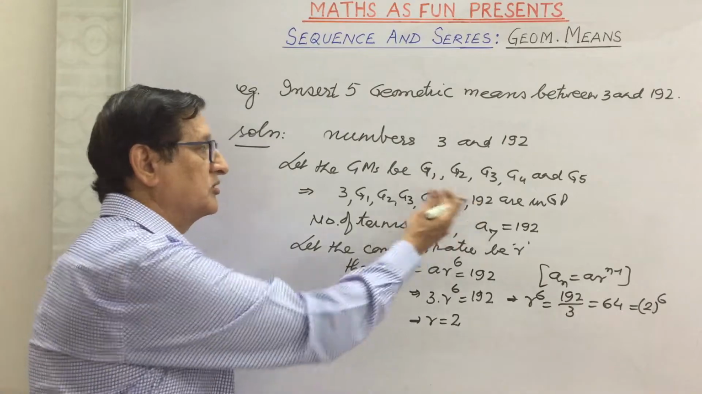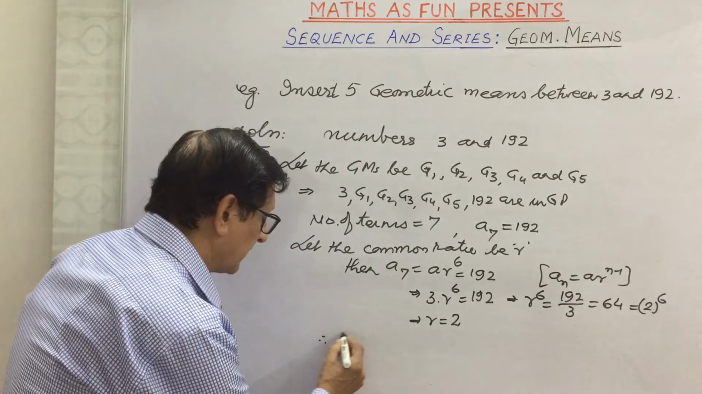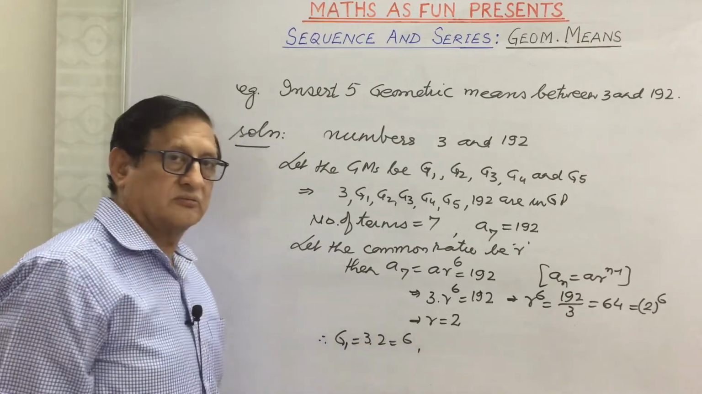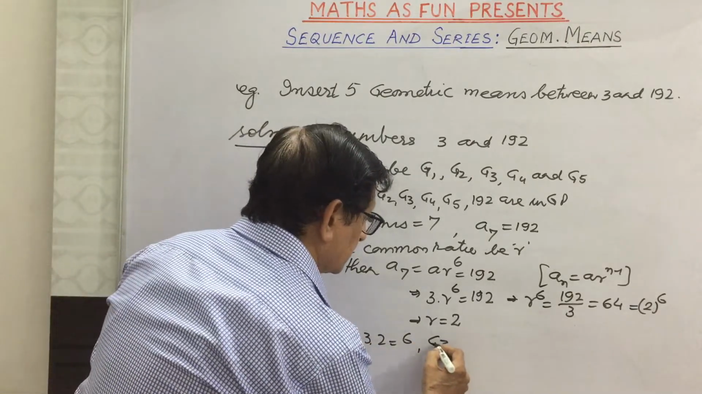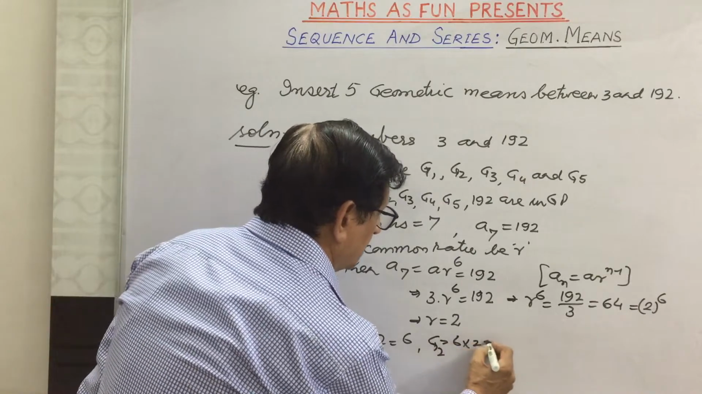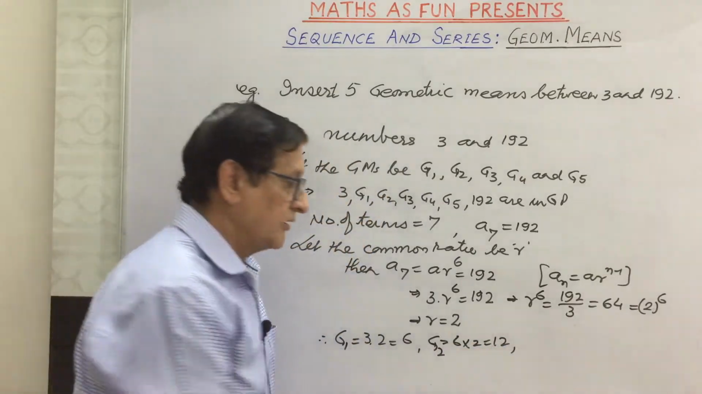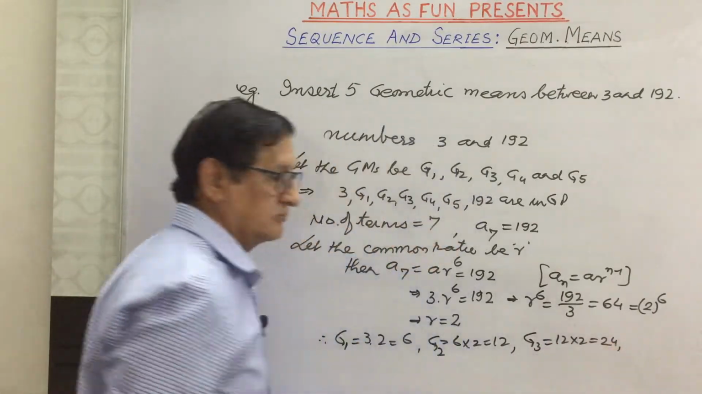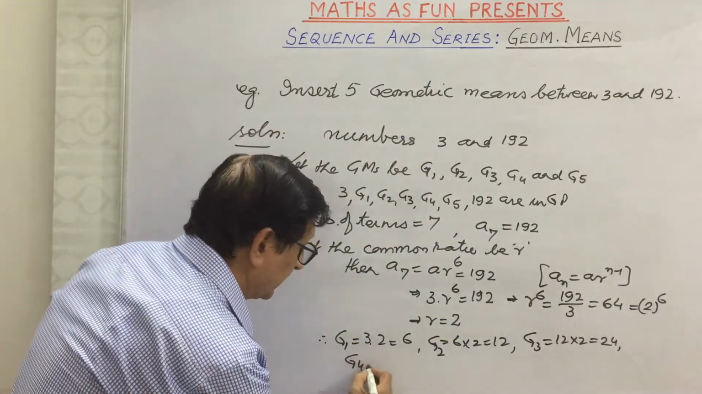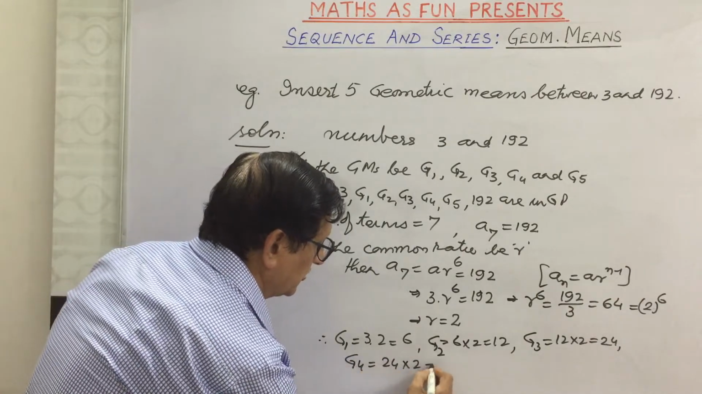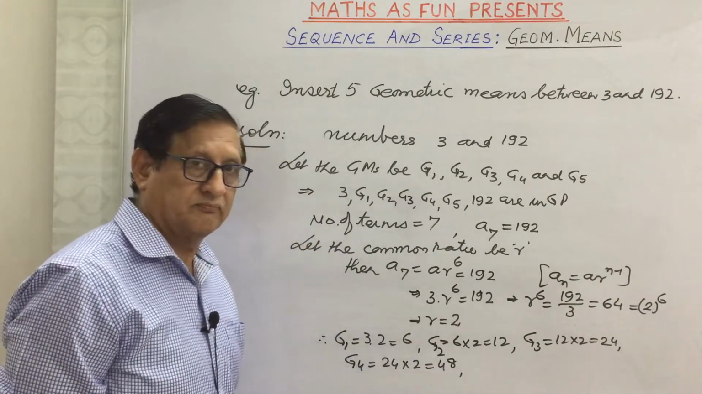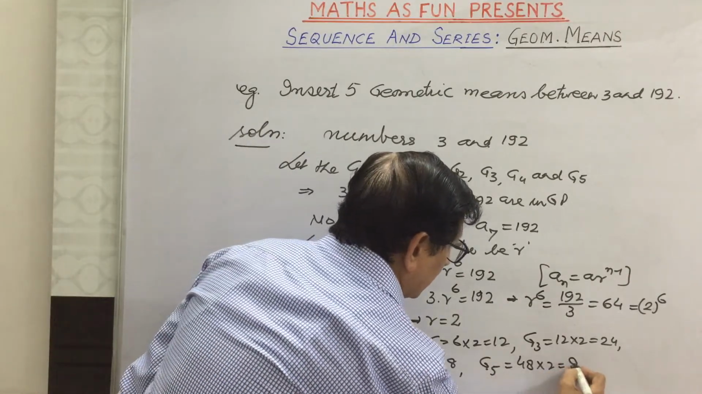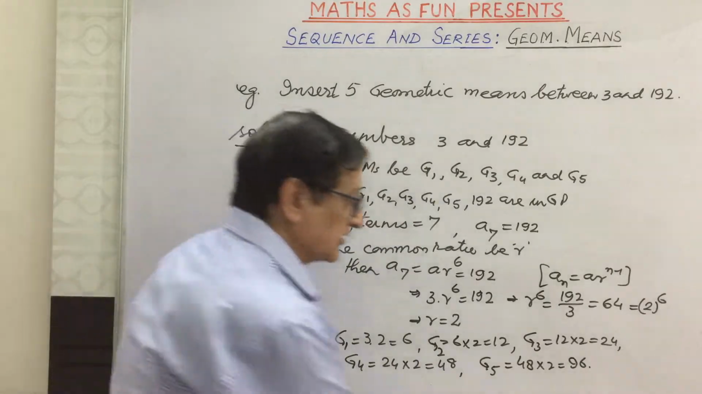We can find out all these geometric means, and therefore we can write G1 is 3 into 2, that is 6. G2 is 6 into 2, that is 12. G3 is 12 into 2, that is 24. G4 is 24 into 2, that is 48. And G5 is 48 into 2, that is 96. This is the answer.